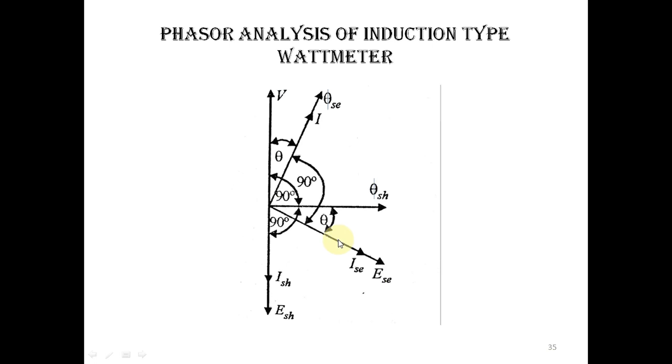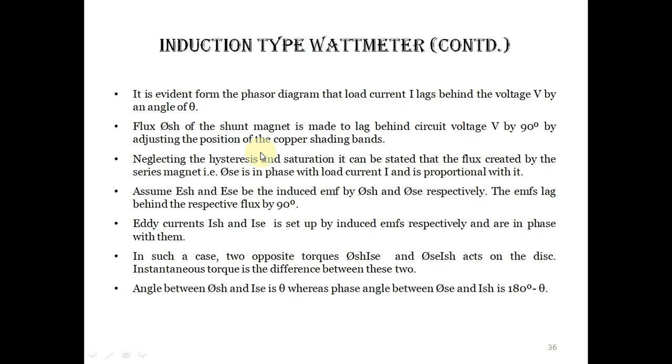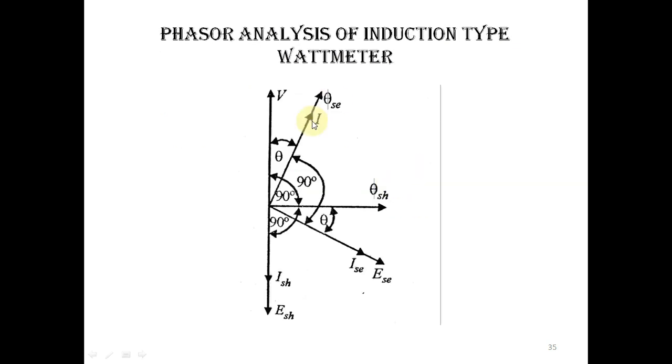On a similar note, this phi AC, hysteresis and saturation you can neglect. Then the flux created by the series magnet, phi AC, will be in phase with current I. And again, due to the same principle, it will introduce a voltage 90 degree lagging, that will be EAC, EMF induced. So EAC, 90 degree lag. Again, due to the same reason as in case of ESH and ISH, the series magnet eddy current, IAC, will be in phase with it.